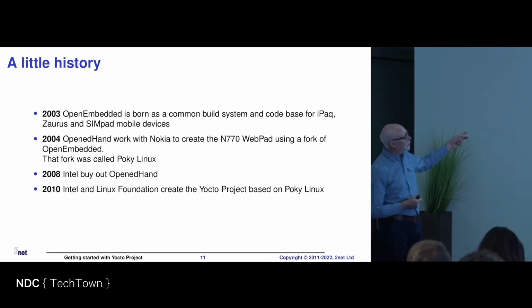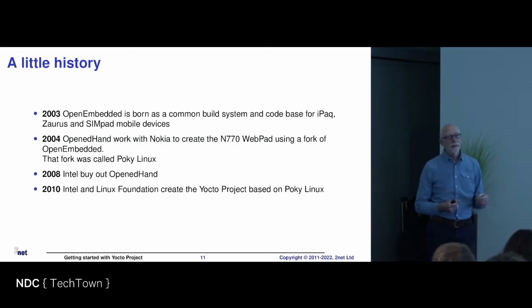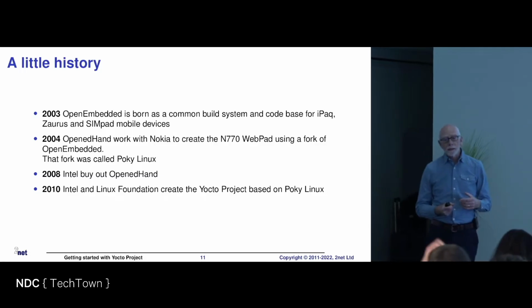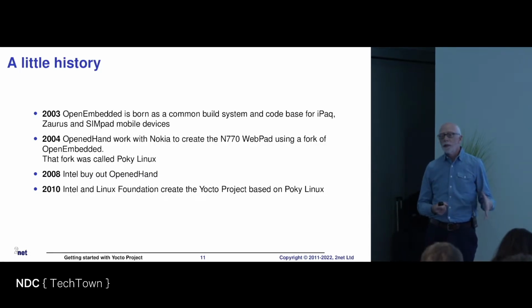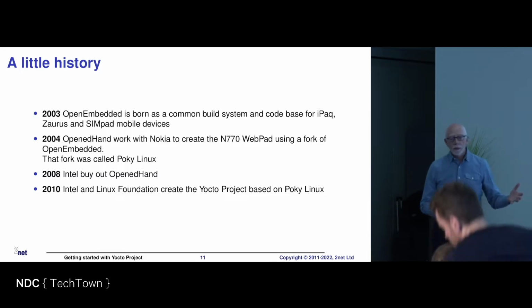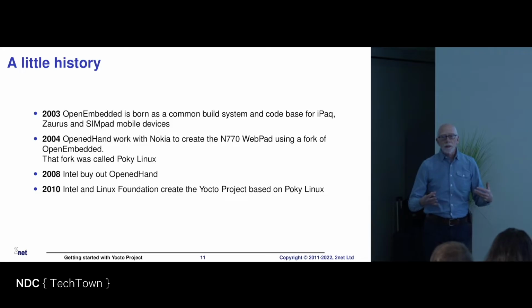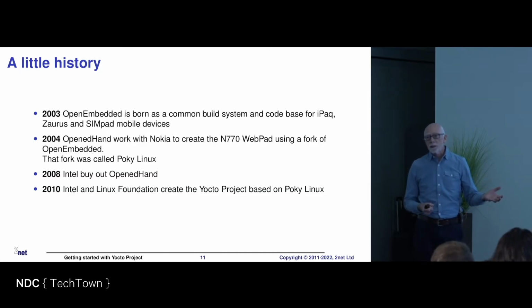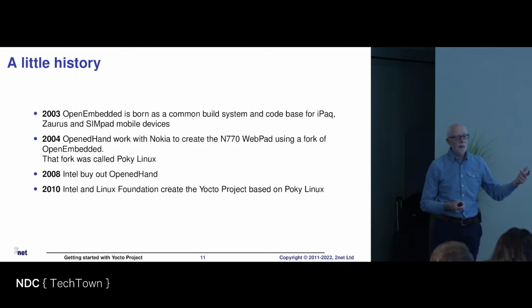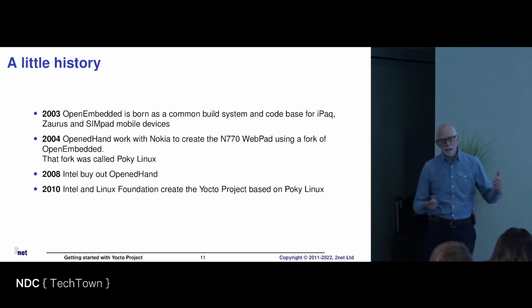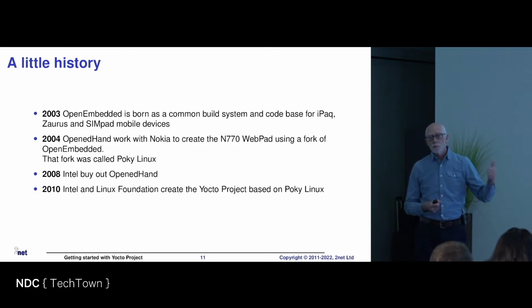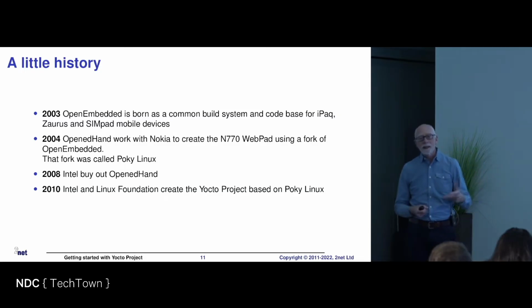Somewhere along the line, OpenHand got bought out by Intel for some technology they had, but Intel weren't really interested in Poky Linux. So in 2010, they came together with the Linux Foundation and spun out what used to be called Poky Linux, and they called it the Yocto Project. The key thing to remember here is that we have three different names for basically the same thing: OpenEmbedded, Poky, and Yocto. Those names get rather confused, because even the people who work in those areas use them somewhat interchangeably.